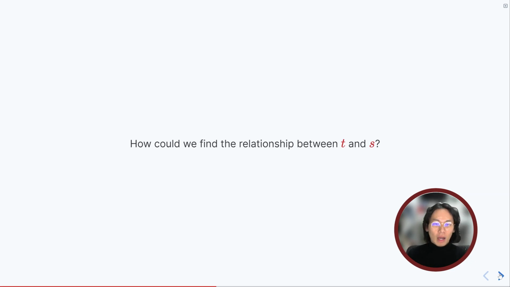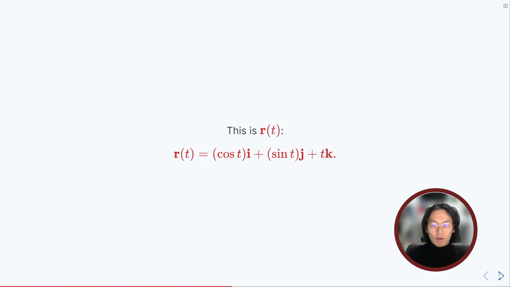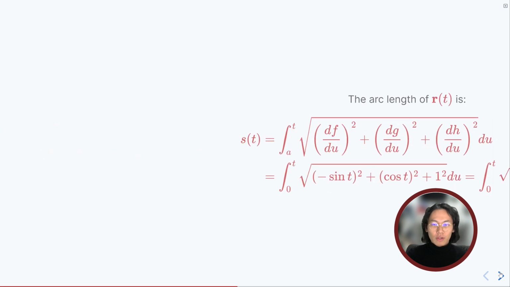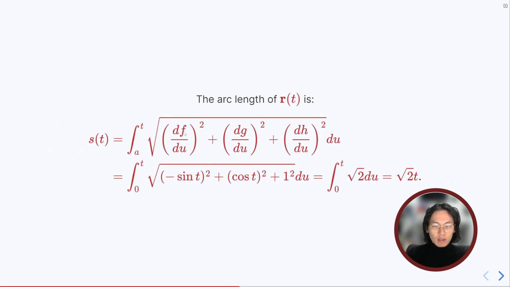Then the question shifts to how we could find the relationship. I bet you have noticed. Yes, the relationship between t and s can be found by the arc length formula. Now let's use the helix function as an example, and we try to find the relationship between s and t. So this is the vector value function of the helix, and the arc length equation is like this. Taking the derivative of f, g, and h, they mean x, y, z respectively. So this part is x, this part is y, and this part is z.